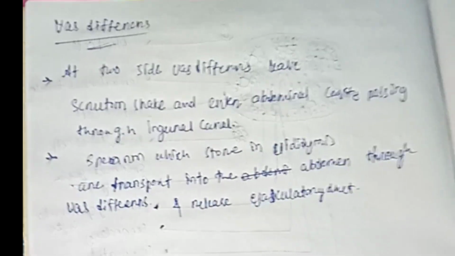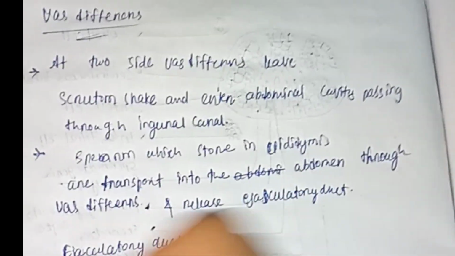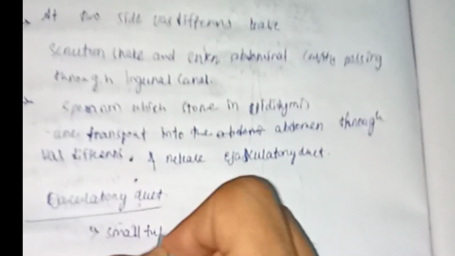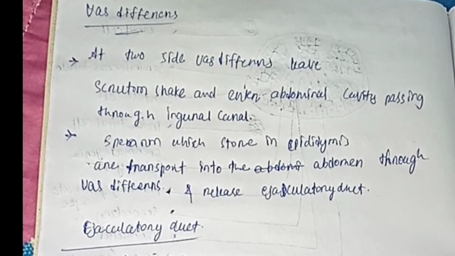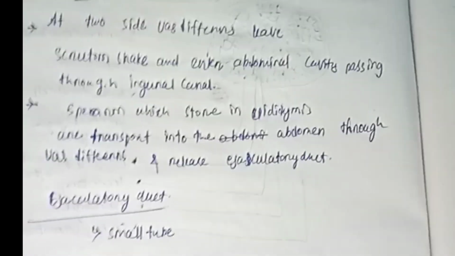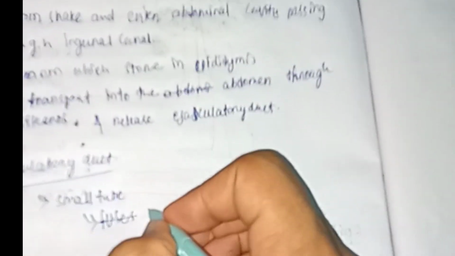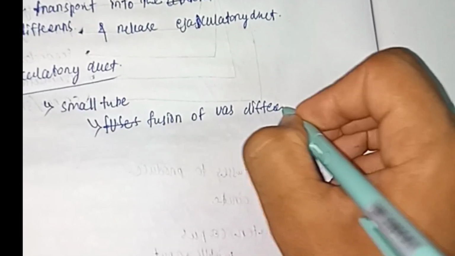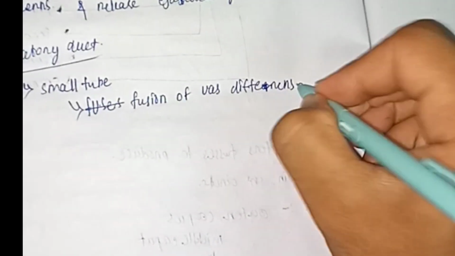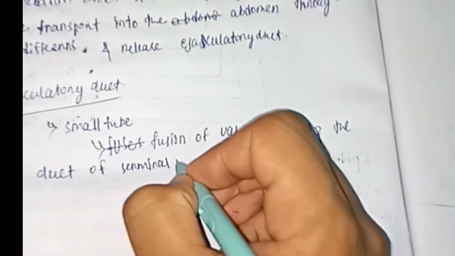Then the next topic is the ejaculatory duct. It is a small tube formed by the fusion of the vas deferens and the duct of the seminal vesicle.